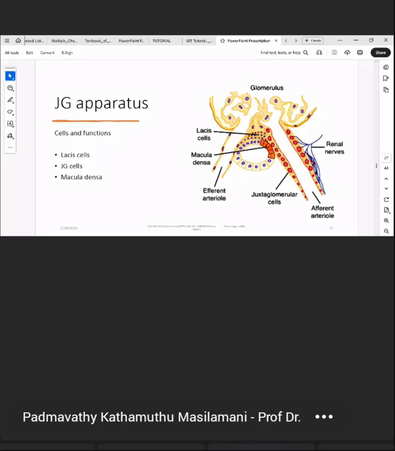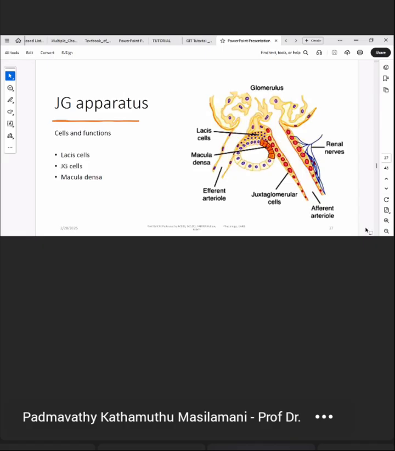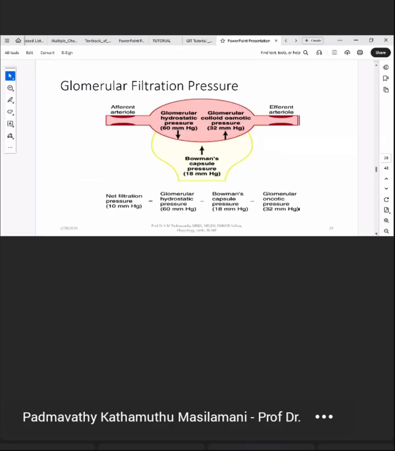And the modified smooth muscle cells of the afferent arteriole form the juxtaglomerular cells. So in between, you are having the Lacis cells. The Lacis cells are the mesangial cells. So this is the baroreceptor, and these are the macula densa cells, the chemoreceptors because they identify the concentration of sodium. This is the component of the early distal convoluted tubule. So the juxtaglomerular cells are present in the afferent arteriole.